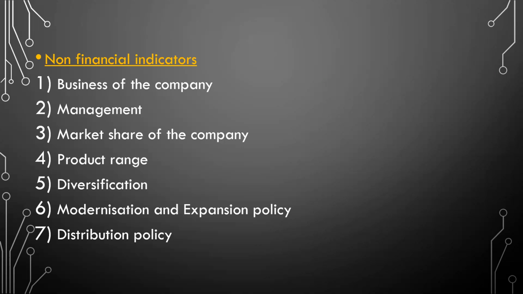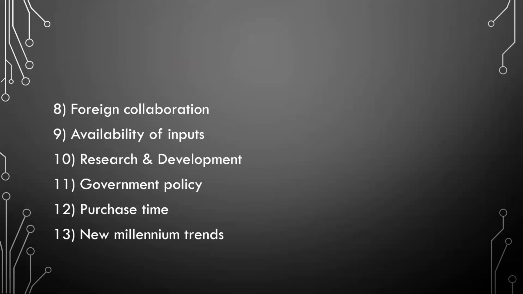Now, distribution means they should distribute their profits as dividends, bonuses, etc. So, how much of their profit are they going to distribute among the investors? That needs to be considered. Now, foreign collaborations, do they have fundings from foreign companies? Then what is the availability of inputs? Are raw materials easily available? Or is it expensive, or does it have to be imported?